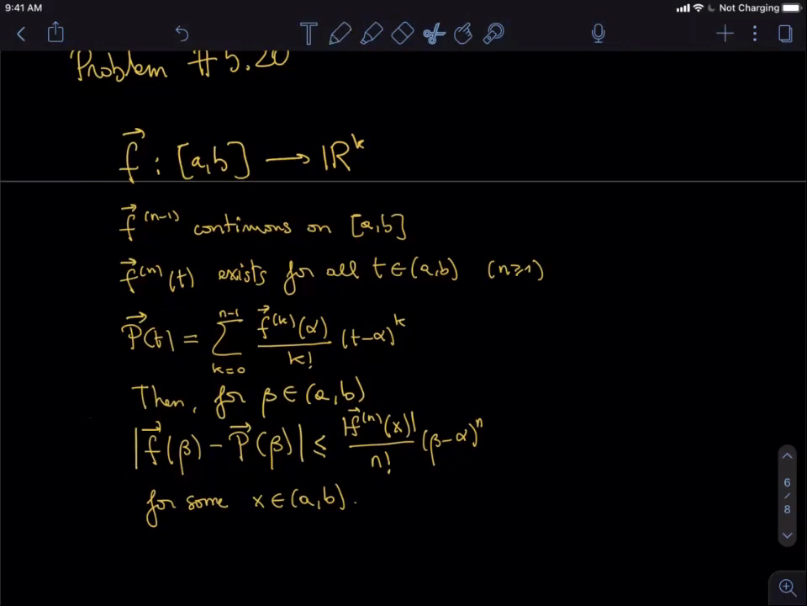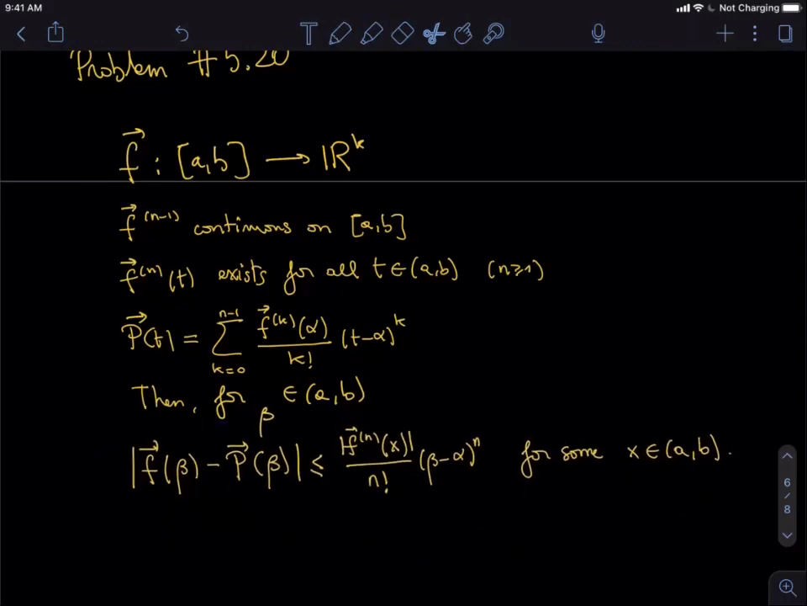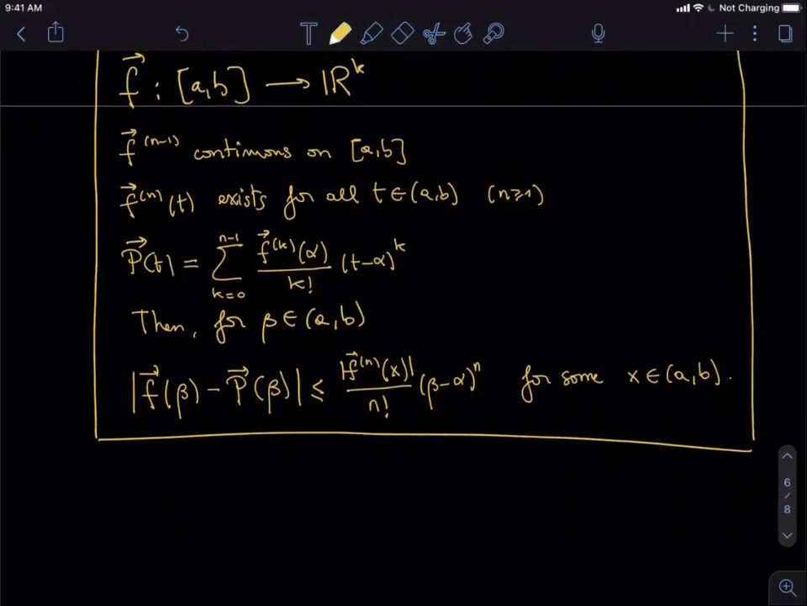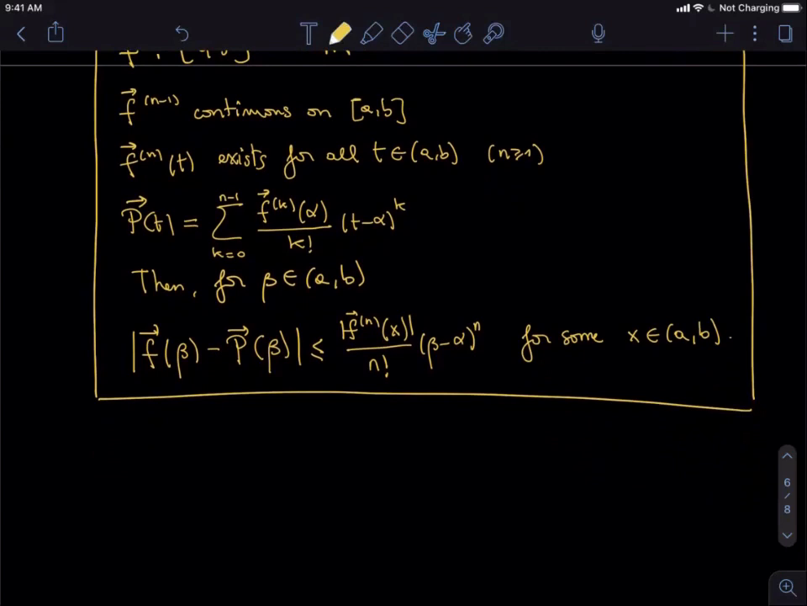So here, for some x in (a, b). What we are showing is, if you want, an error estimate just like the one we had for the case k equal 1. We can box this, that we are going to prove. And then the idea follows very closely what we did for the mean value theorem.